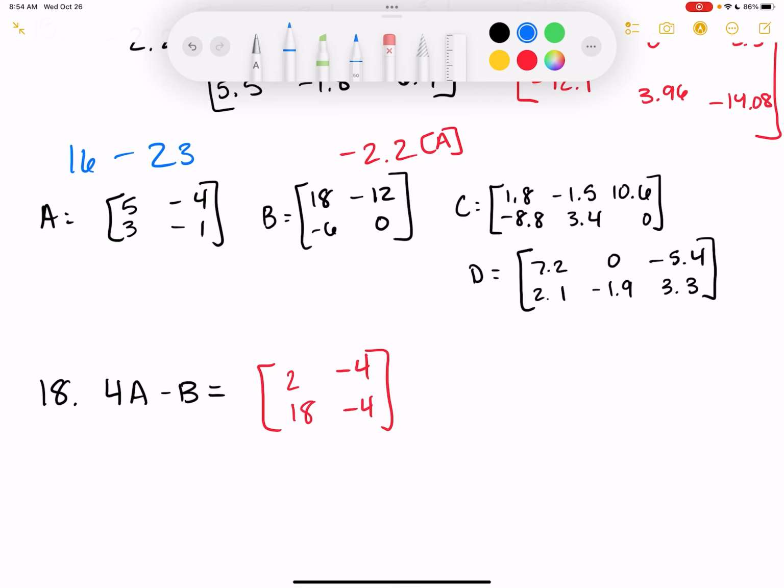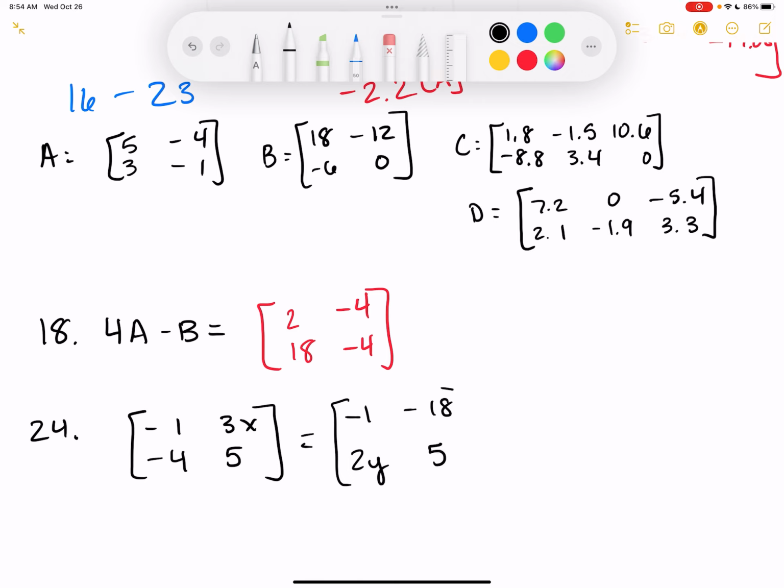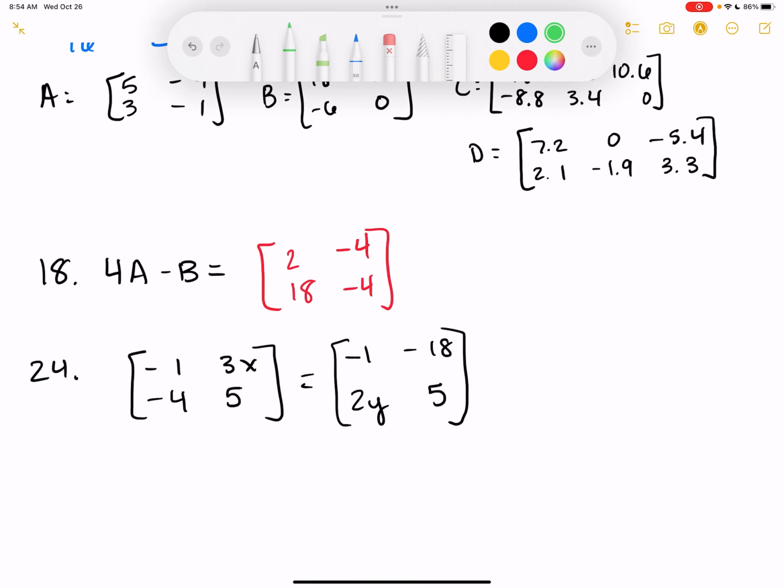So they're asking us to solve for a variable now. So in 24, we have the 2 by 2, -1, 3x, -4, 5 is equal to -1, -18, 2y, and 5. So notice that the ones that don't have variables on them, so top left, they're both equal to -1. Bottom right are both equal to 5.